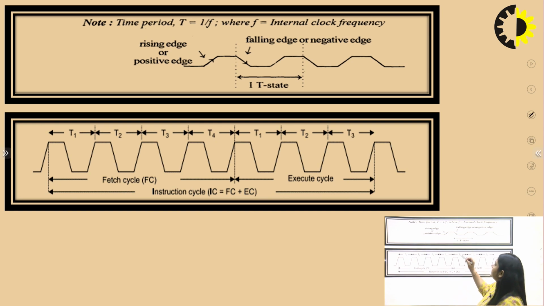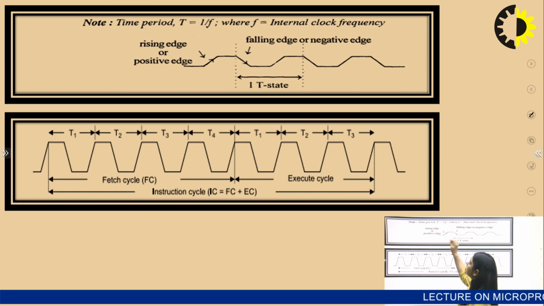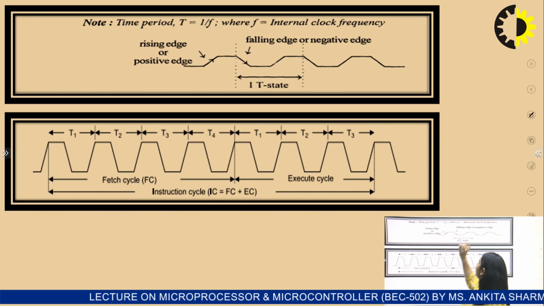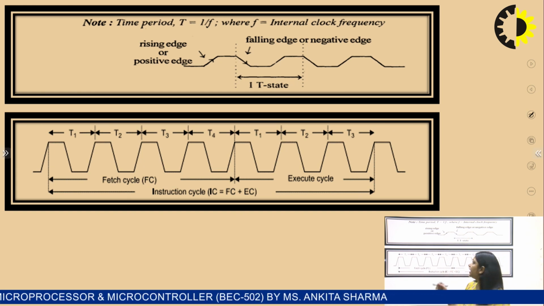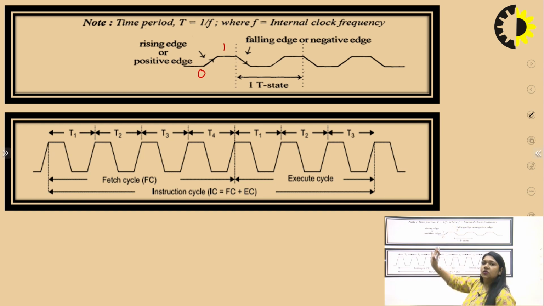So this is the T state. As we all know, this is a clock. A clock has 2 edges. One is called the positive edge or rising edge, and the other is the falling edge or negative edge. Rising edge will be from 0 to 1 upwards, that is why it is called a rising edge, and falling edge will be from 1 to 0, from positive to negative. That is why it is called a negative edge.